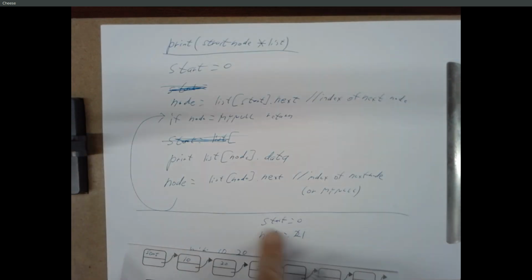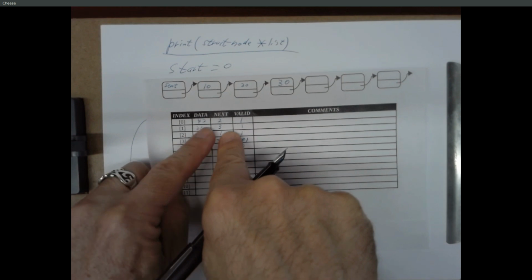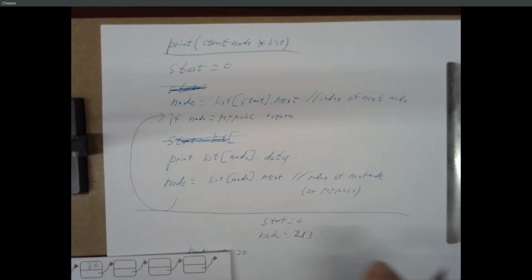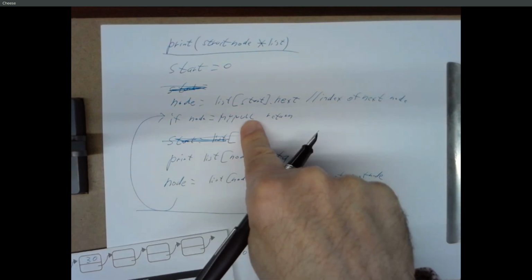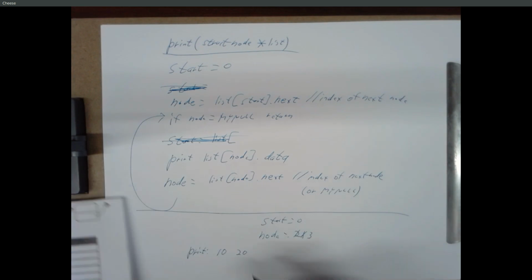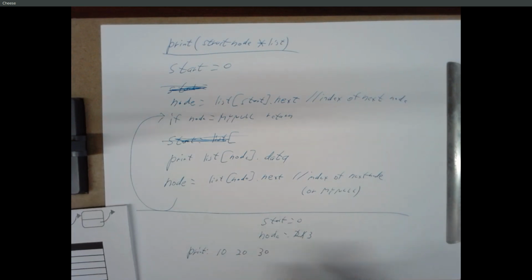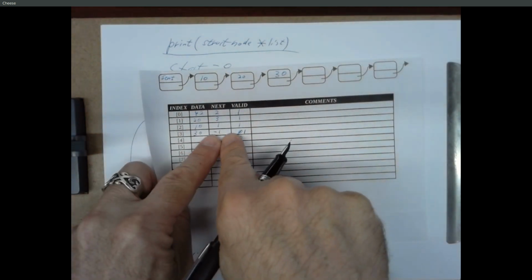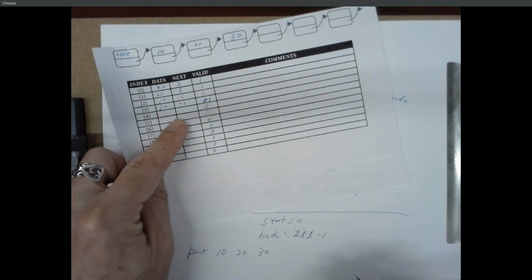And then node equals list[1].next. List[1].next is 3. So node changes to a 3. Go back up here. Node is not MYNULL. Print list[3].data. That's our 30, it gets printed. Node equals list[3].next. List[3].next is minus 1.